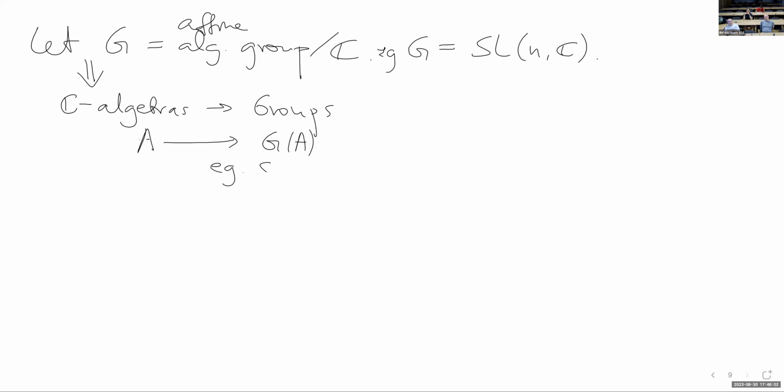For example, SL_N makes sense for any algebra A. Algebras are commutative here. These are the A-points of this algebraic group. I hope you are okay with it. So now let gamma be a finitely generated group.